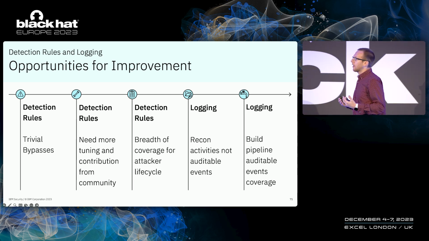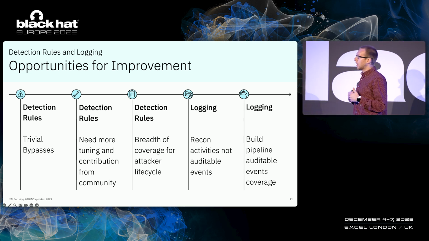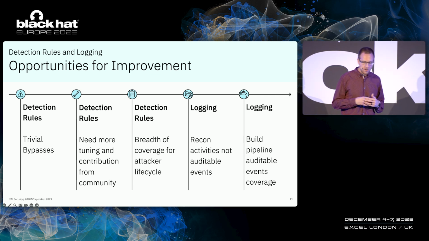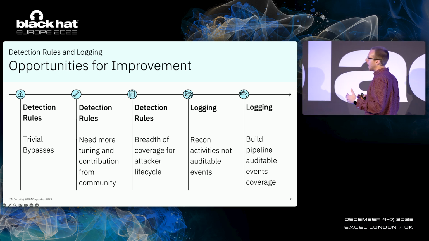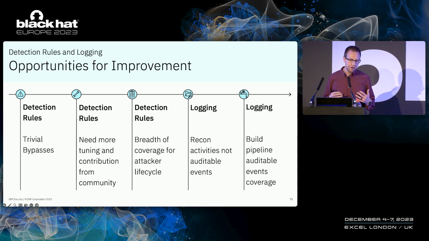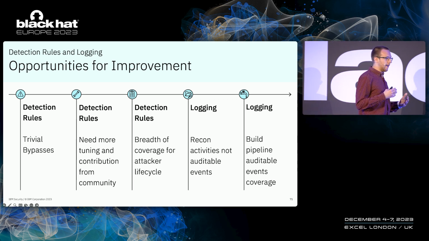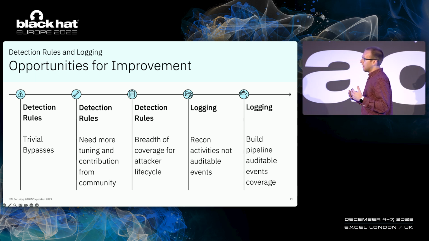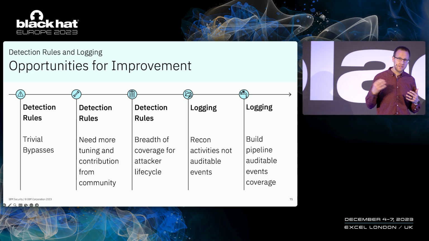But some of that comes down to logging. I mentioned multiple times that reconnaissance activities are not auditable events within Azure DevOps Services. Another logging observation that I found is that the build pipeline auditable events' coverage is not going to cover everything. An auditable event would be if you add a variable to a build pipeline, but there's not going to be an auditable event if you were to, for example, modify the configuration file and do some of the nefarious things that I showed today.